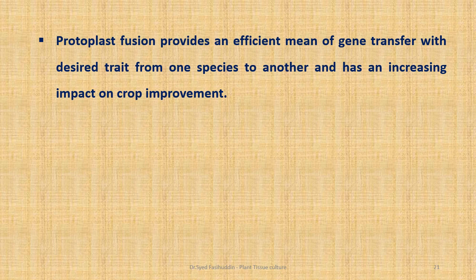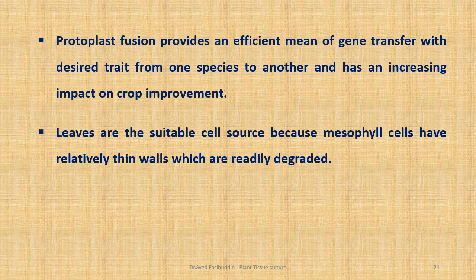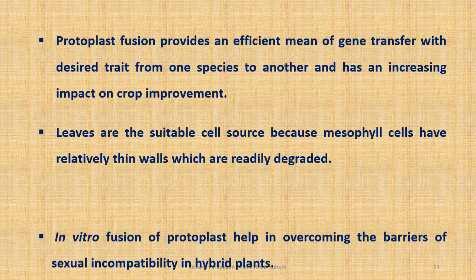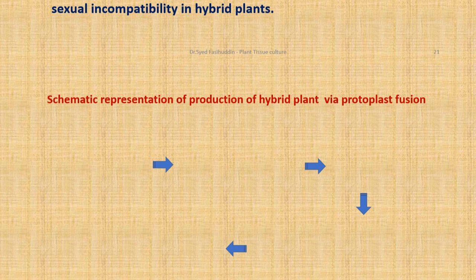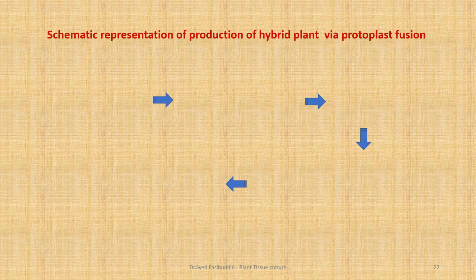Protoplast fusion provides an efficient means of gene transfer with desired trait from one species to another and has an increasing impact on crop improvement. Leaves are the suitable cell source because mesophyll cells have relatively thin walls which are readily degraded. In vitro fusion of protoplast helps in overcoming the barriers of sexual incompatibility in hybrid plants. Schematic representation of production of hybrid plant via protoplast fusion.